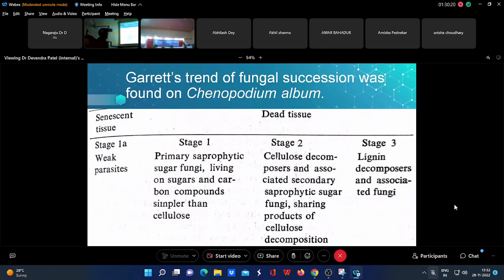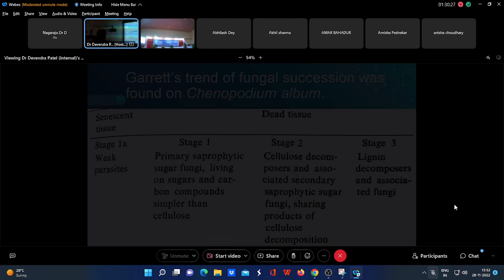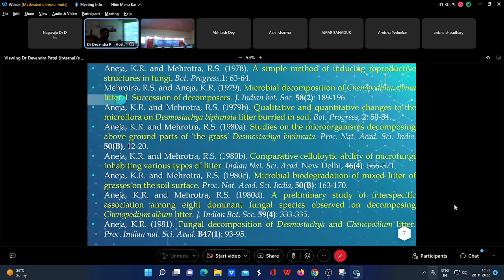We will not discuss this because time is very less. These are the papers which have been published in this area, whether it is the taxonomy, the pattern of colonization, or the role in decomposition.